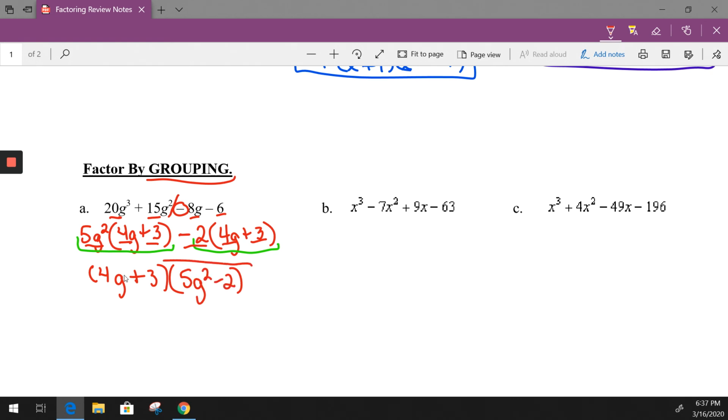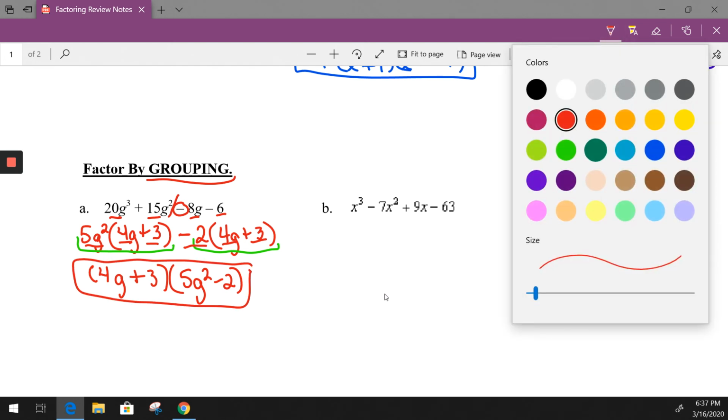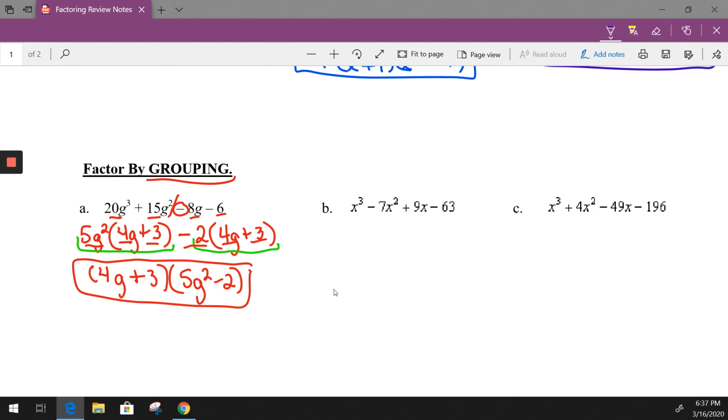So for this problem, we have now factored it completely. All right, let's try the next one. If you want, you can try the next one on your own and then fast forward to the answers. But again, I've got 4 terms.